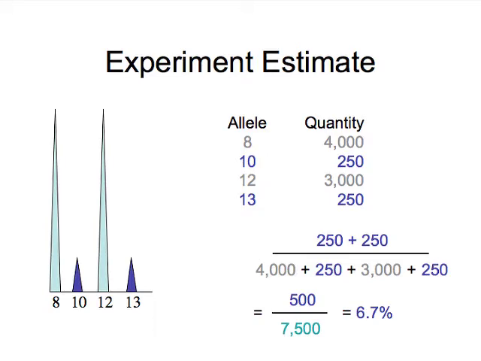The ratio in this case is 6.7%, so that forms an estimate at the D7 locus of the fraction of the blue contributor relative to the total. Next slide.